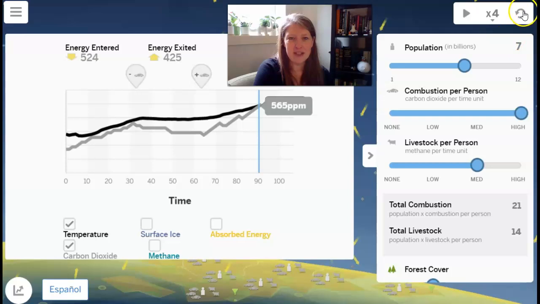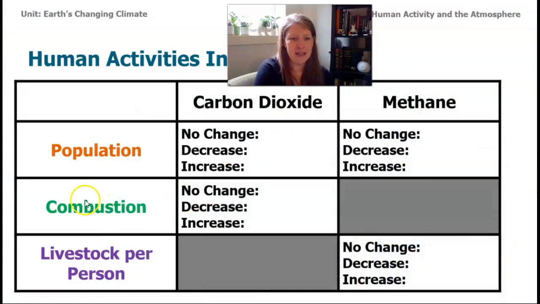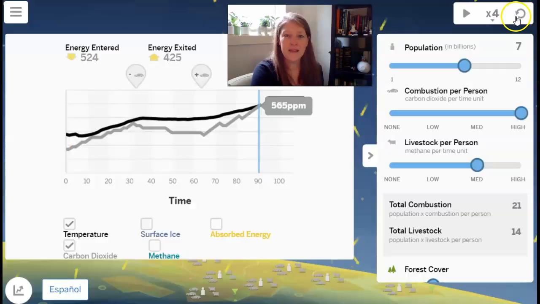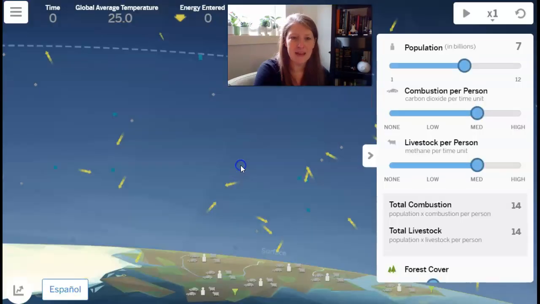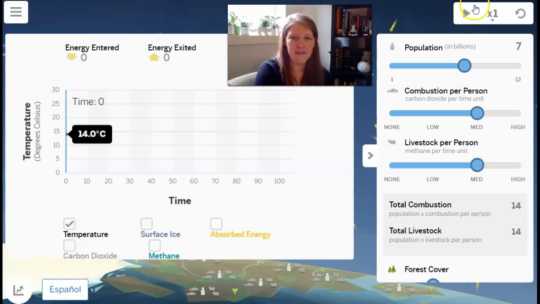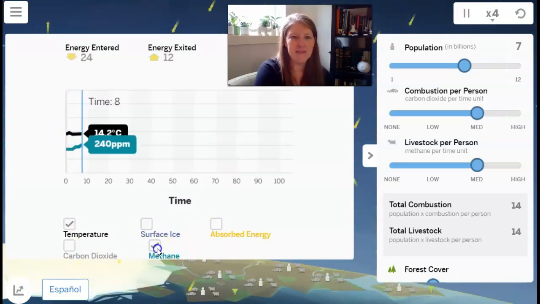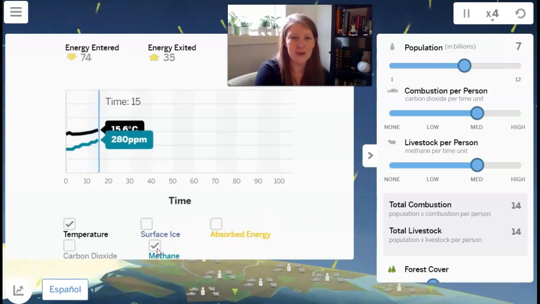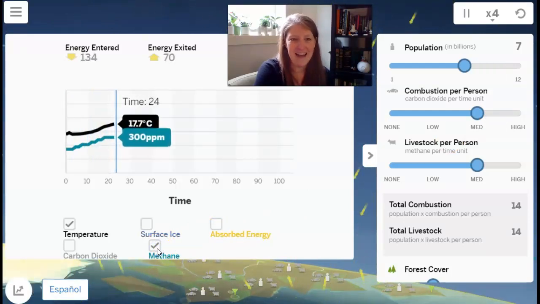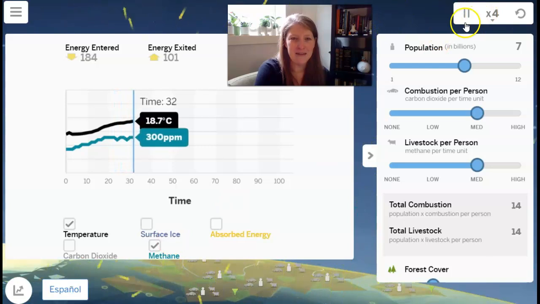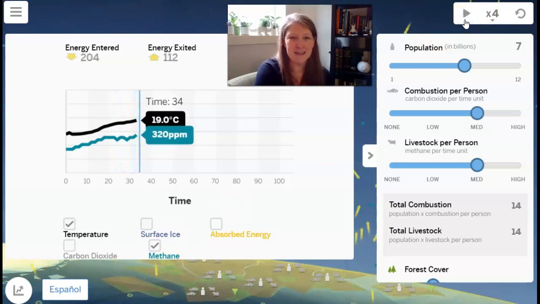Okay, so let's switch gears, and now we're going to take a look at methane in this column, and we'll look at population again, and then we're going to look at livestock per person. All right, so I'm going to reset it and move it to the graph, hit play, and speed it up to 4. And this time we're specifically interested in methane, which is this turquoise line. And we're going to let it run for about 30. I'll pause it. It's a little bit past there.